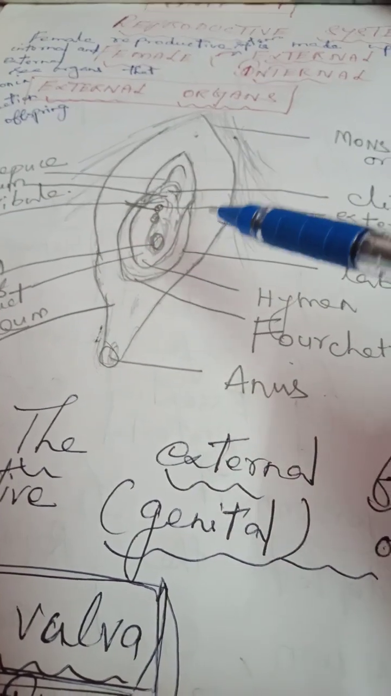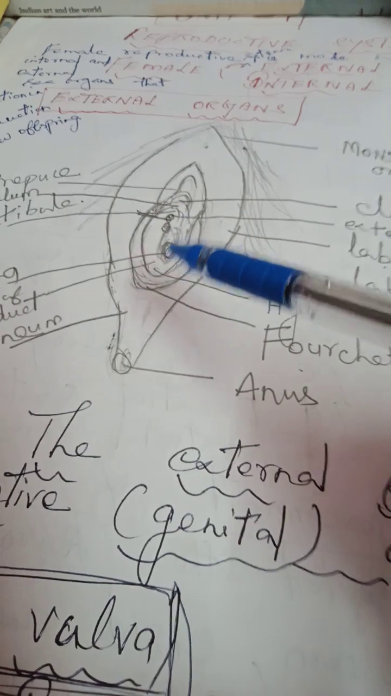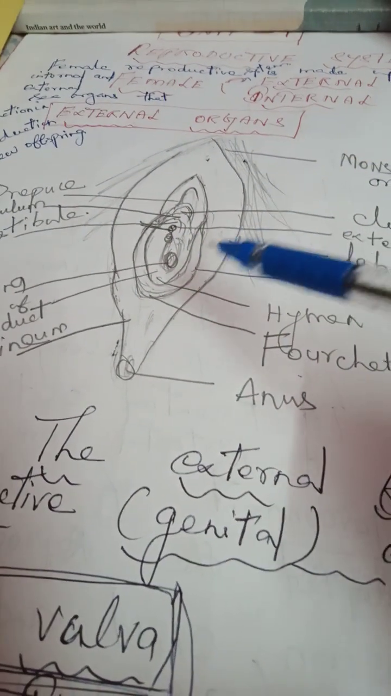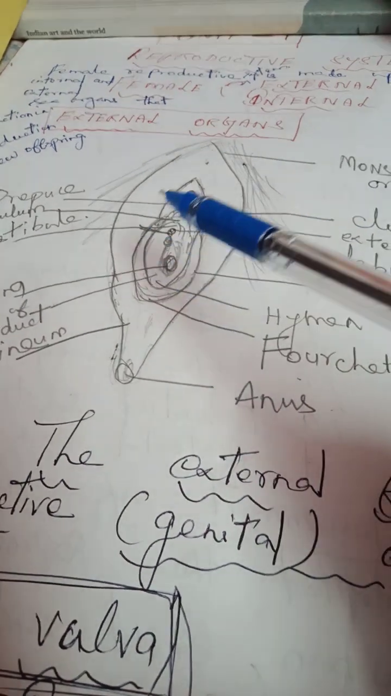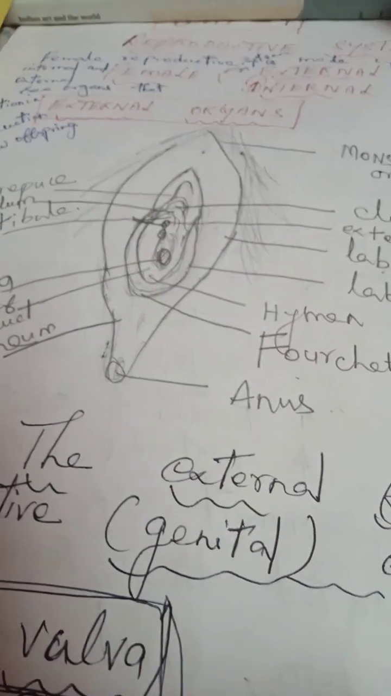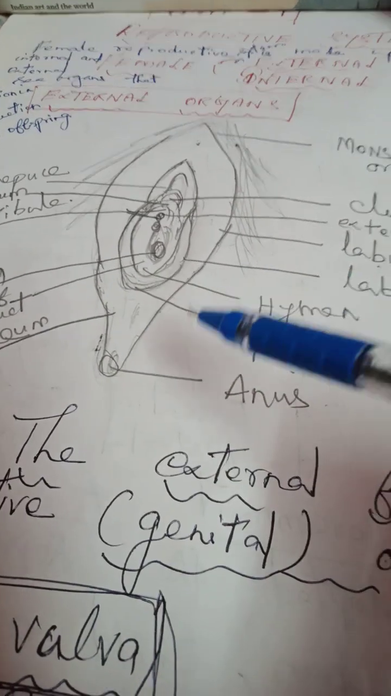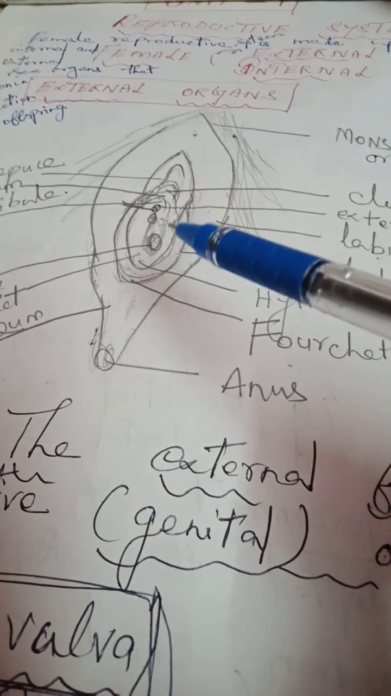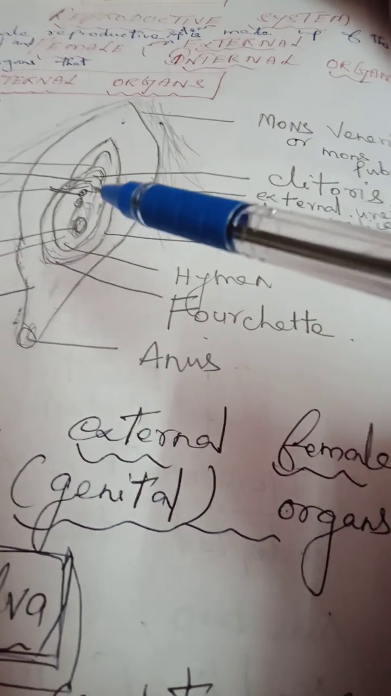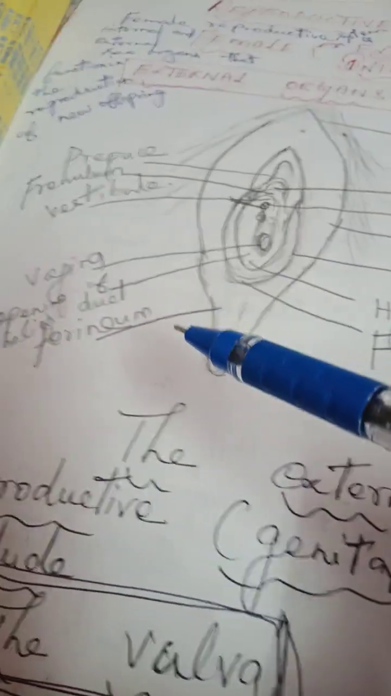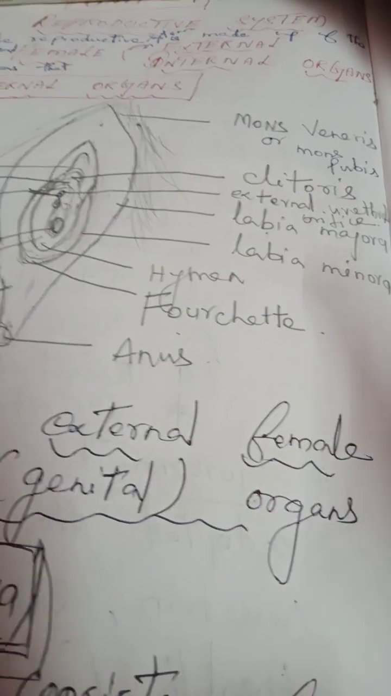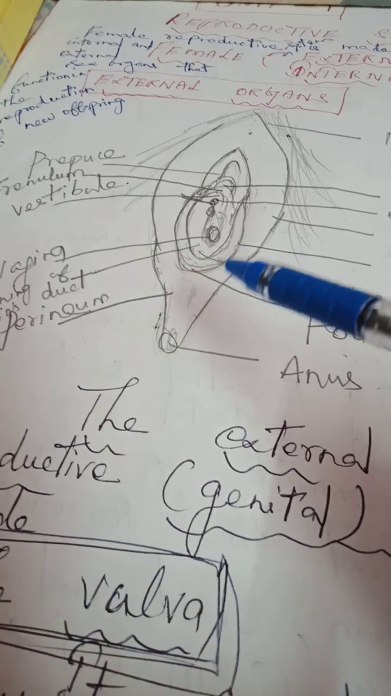Next part is the vestibule. This area is called the vestibule. The vestibule is the area enclosed by the labia minora. There are the openings of the urethra and the vagina. This is the external urethral orifice. This one is the vagina.